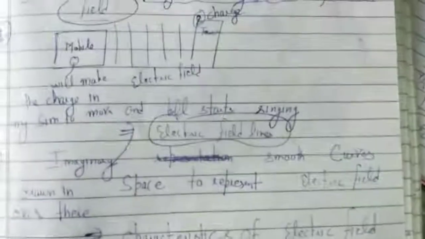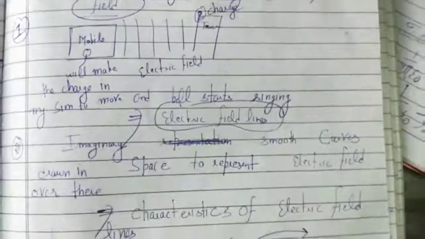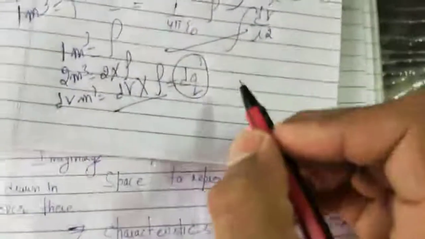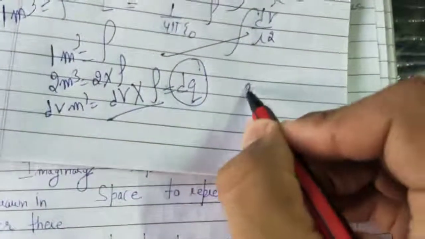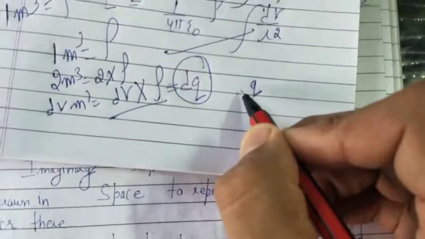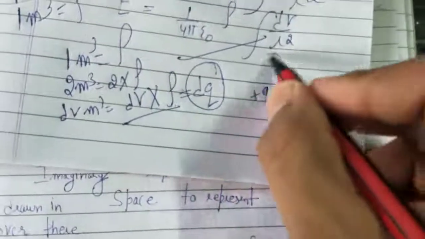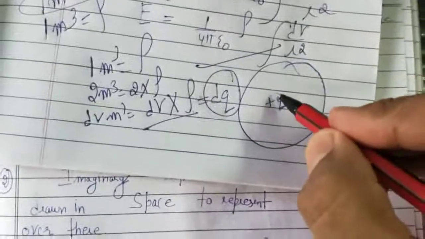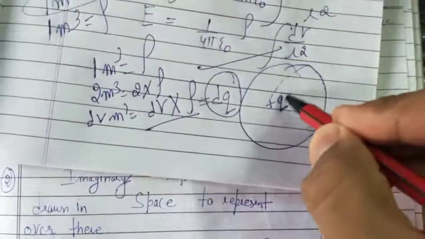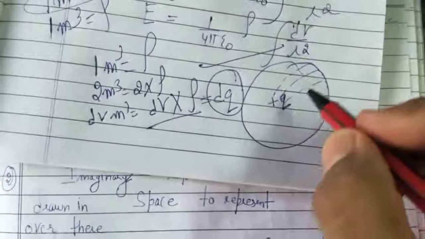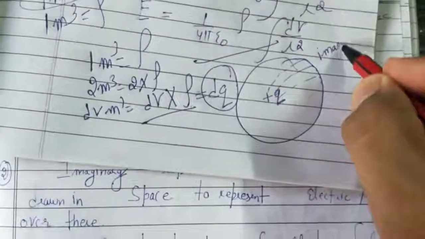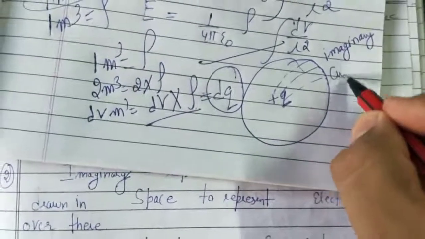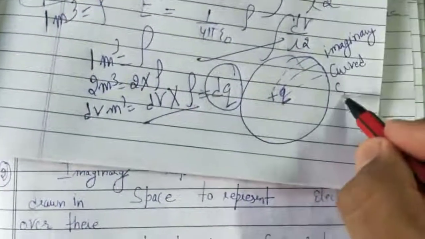And the next topic is electric field lines. What are these electric field lines? Suppose you are having a charge here, and this is the electric field. So these are imaginary lines. They are not seen by eyes. They are the curved lines, and they are also smooth.